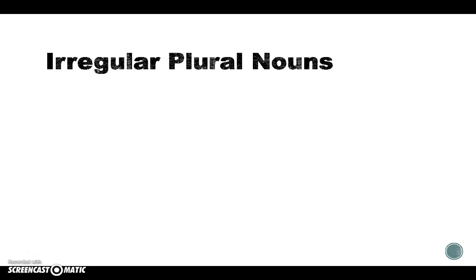Let's talk about irregular plural nouns. Irregular means that it doesn't follow the rules, or it's not a normal way to look at the word. Irregular plural nouns have special plural forms. Child. Do you know how to say that there's more than one child?